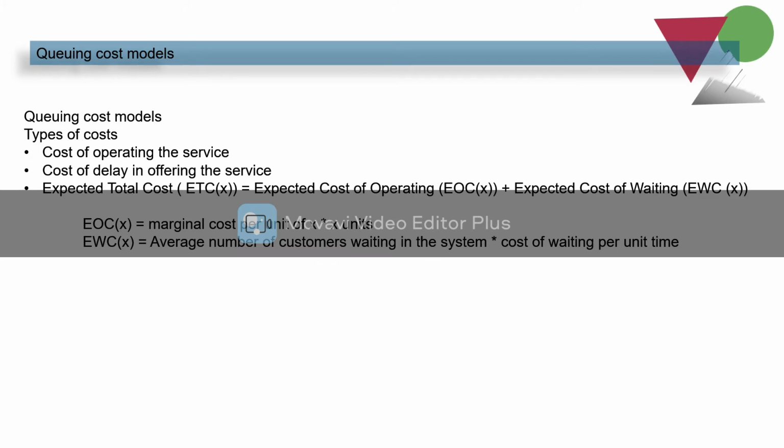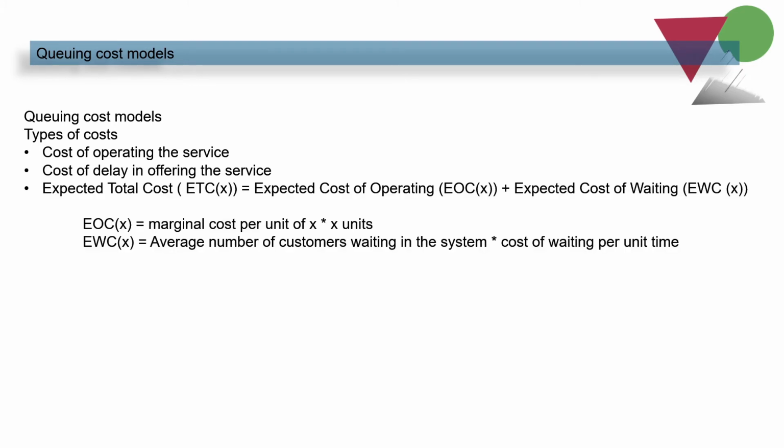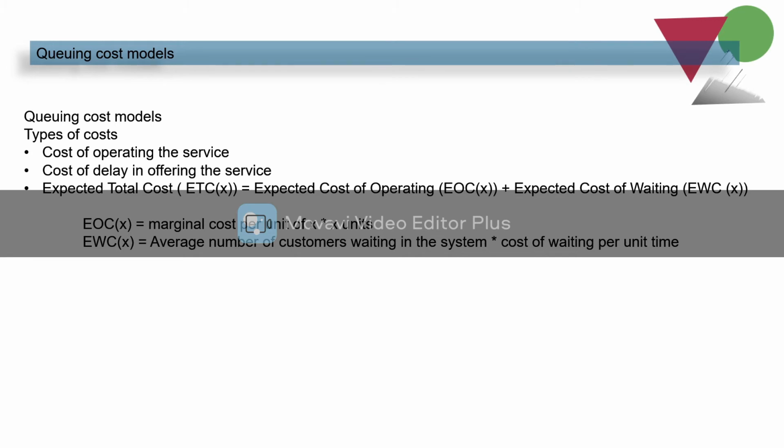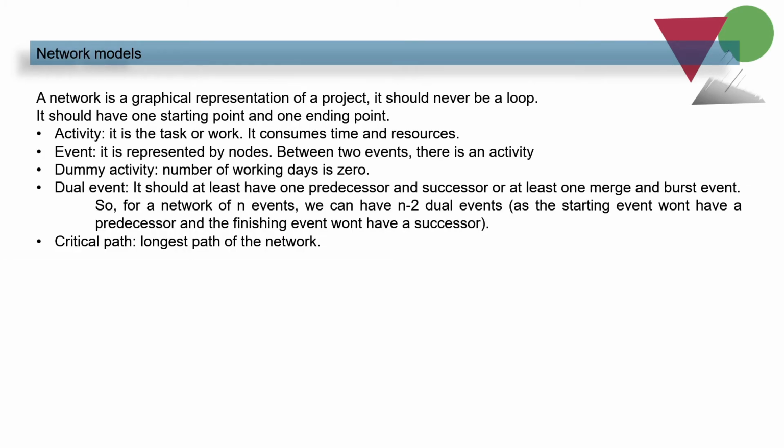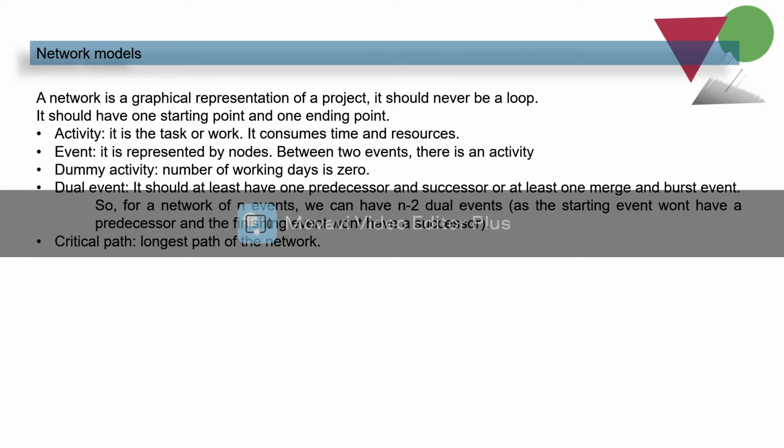Expected total cost ETC is equal to expected cost of operating plus expected cost of waiting. Here the operating cost EOC is equal to marginal cost per unit of X multiplied with X units. Then expected waiting cost is average number of customers waiting in the system multiplied with the cost of waiting per unit time. Then moving to the network models. A network is a graphical representation of a project, and it should never be a loop. It should have one starting point and one ending point, and it has activities, events and dummy events.